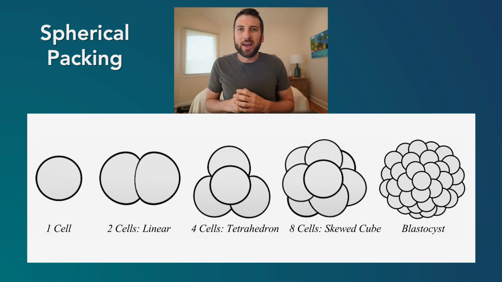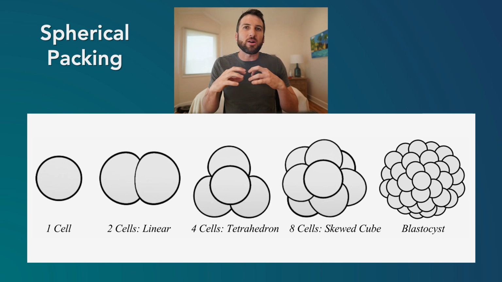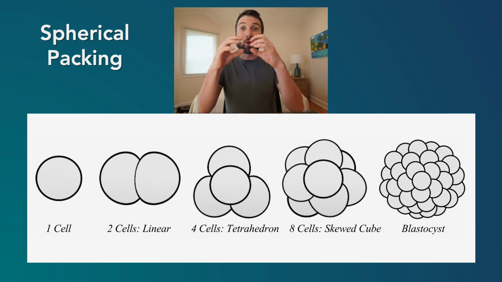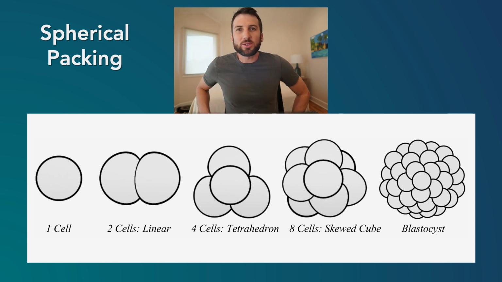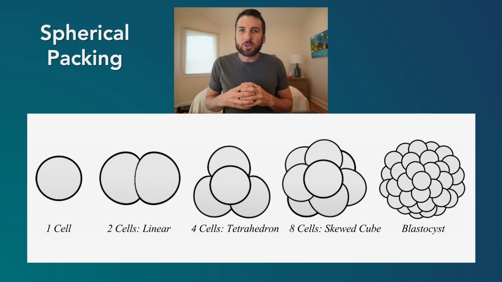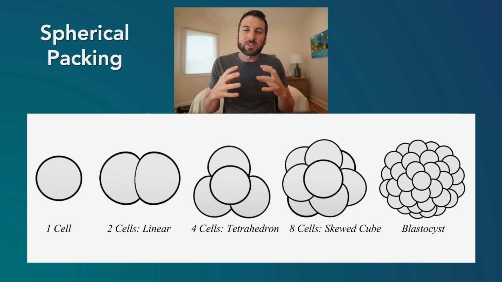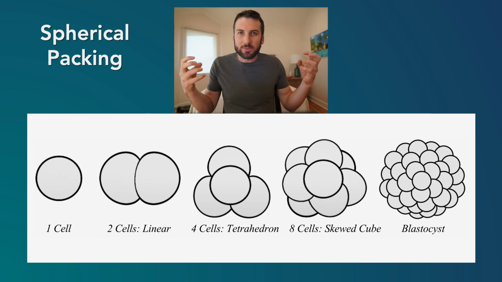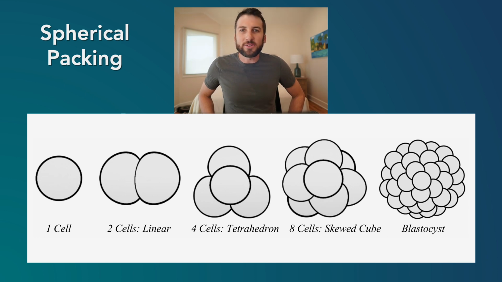I'll just make a note that sometimes these cells are observed in a square arrangement. But actually, medical studies have shown that embryos with a tetrahedral arrangement have a higher likelihood to survive. So maybe there's a connection here between more optimal geometry and a higher likelihood that the entire cell body would last and not disperse. 8 cells often create this skewed cube.